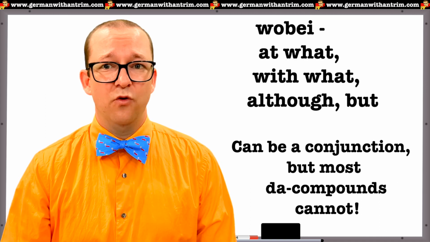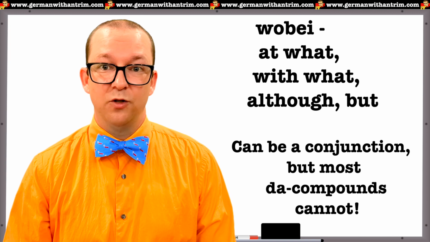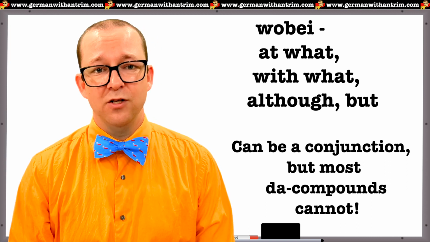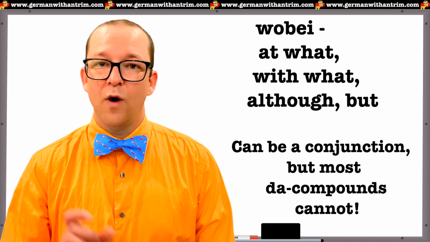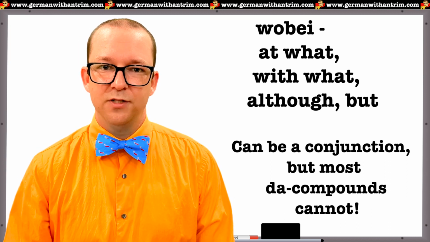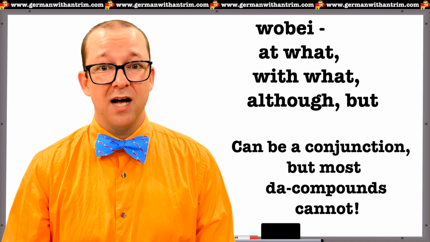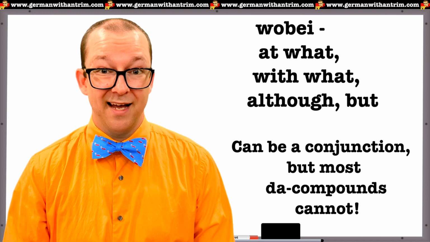While you can use wobei as a more traditional question word to mean something like "at what" or "with what," it's much more common to use it as a sort of conjunction. While all of the wo compounds can be used as conjunctions to connect a subordinate clause with a main clause, the da compounds, with very few exceptions, cannot.